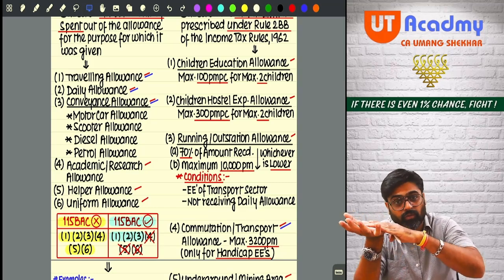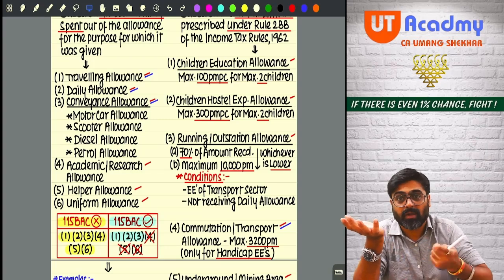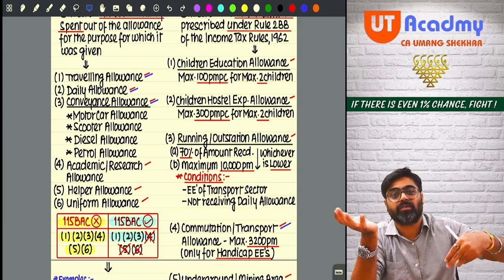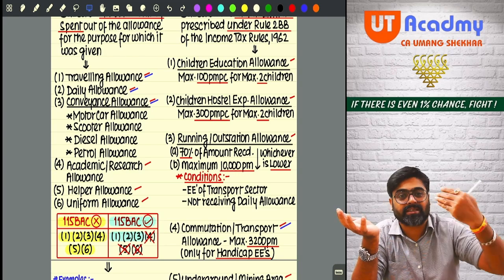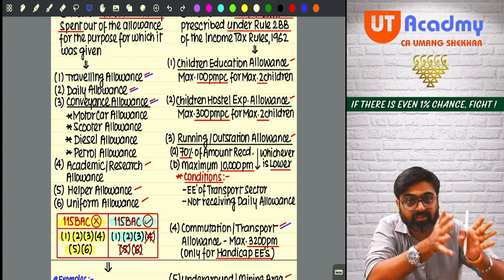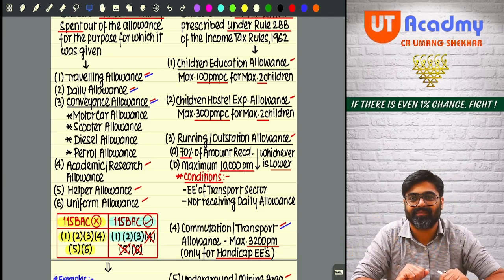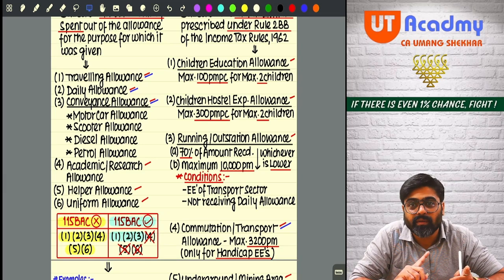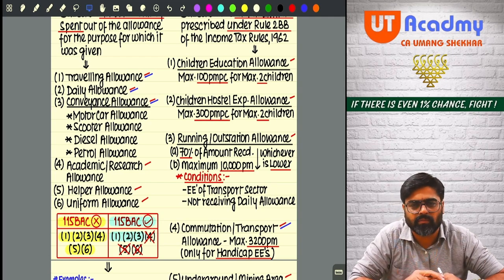And this conveyance, this vehicle is used to perform your official duties in the course of employment. Yes or no? But on this vehicle also, there are certain expenses: repairing expenses, maintenance expenses, plus petrol expenses, diesel expenses. To meet such expenses happening on this vehicle, this allowance is given, known as conveyance allowance. Did you get the difference? Yes or no? Sir, I will forget it. Forget it, no problem. Tax treatment is same for both of them.